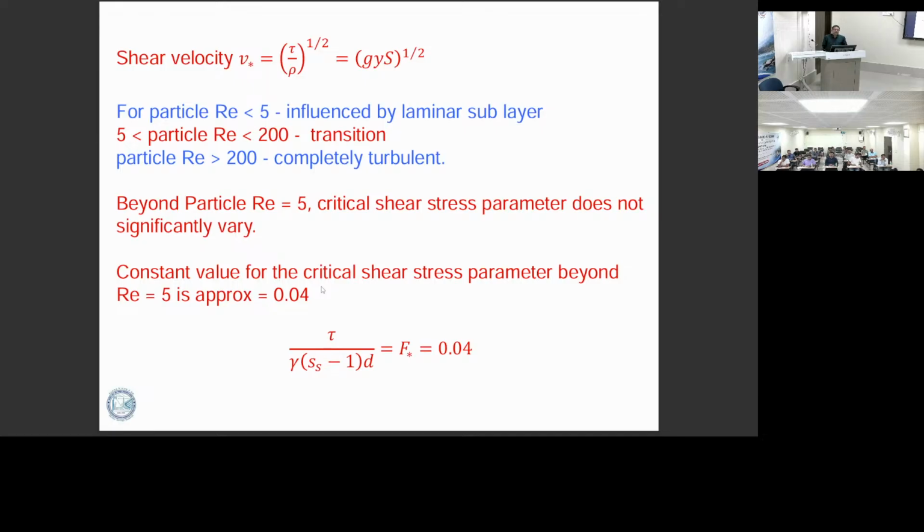For particle Reynolds number less than 5, it is influenced by laminar sublayer. What I meant to say is that when the depth is low, the Reynolds number will be below 5, so it is not a criterion. For particle Reynolds number 200 to 500, it is the transition zone. Means your particle may be stationary, sometimes it may move, sometimes not. It is also a little bit complicated. But when you have a sufficient Reynolds number above 200, it is completely turbulent, but at the same time you have to see that all the bed materials are moving in a proper way.